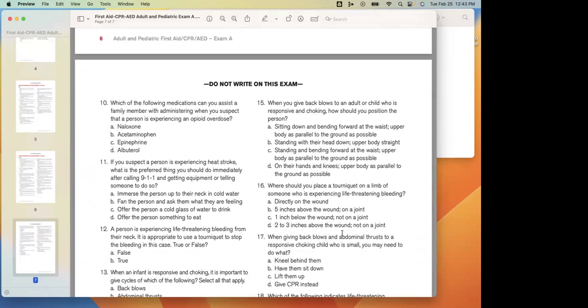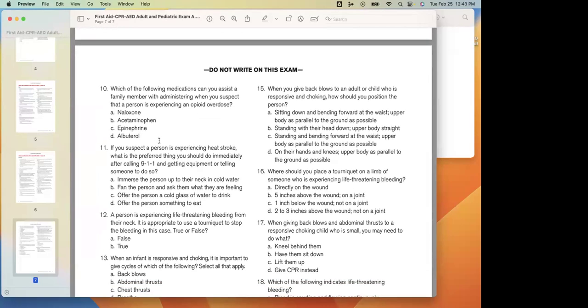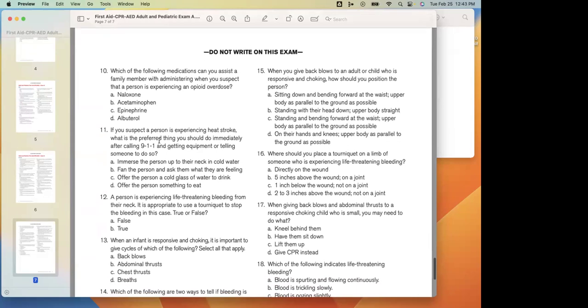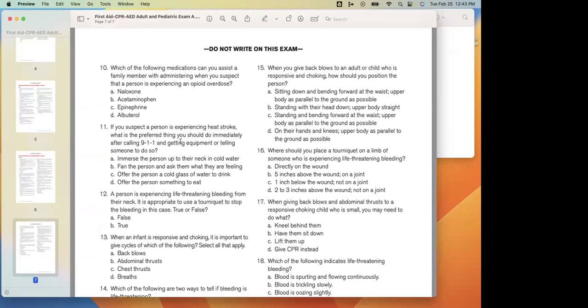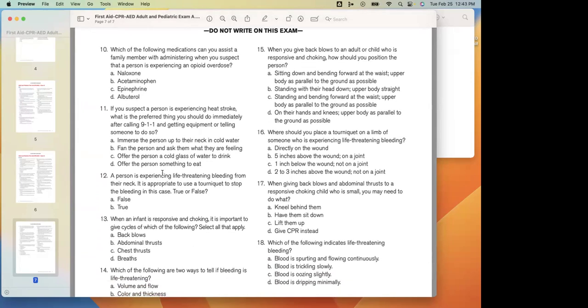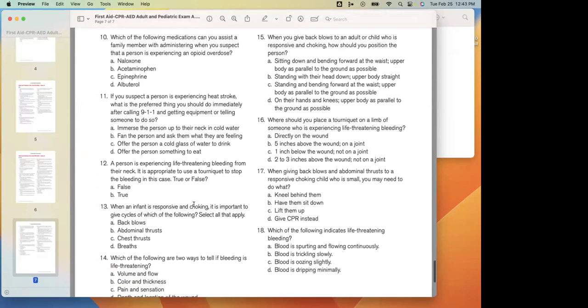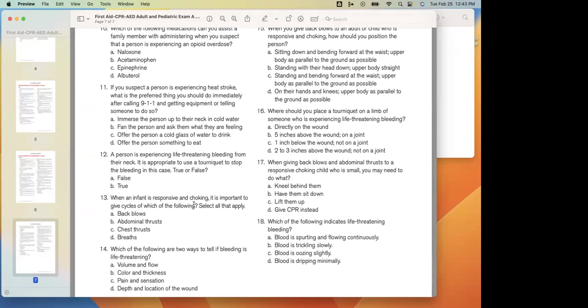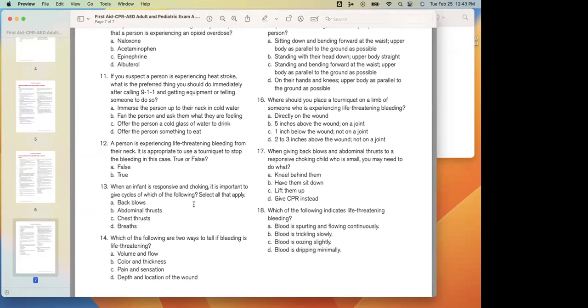Number 10, which of the following medications can you assist a family member with administering when you suspect that a person is experiencing an opioid overdose? Number 11, if you suspect a person is experiencing heat stroke, what is the preferred thing you should do immediately after calling 911 and getting equipment or telling someone to do so? Number 12, a person is experiencing life-threatening bleeding from their neck. It is appropriate to use a tourniquet to stop the bleeding in this case. True or false?